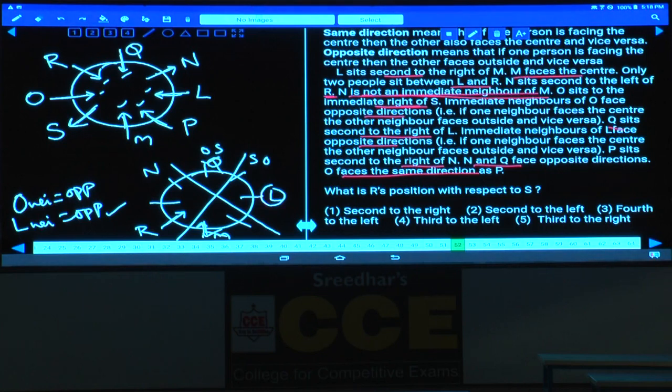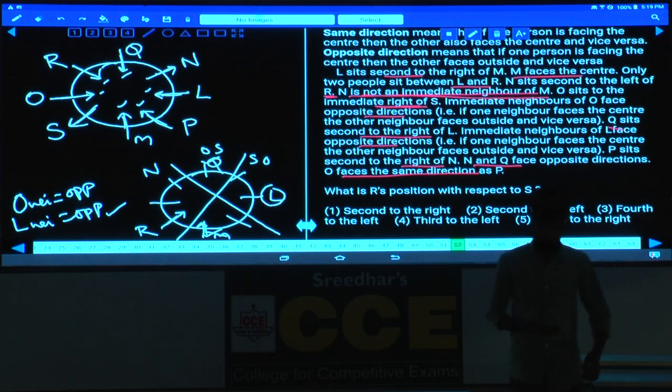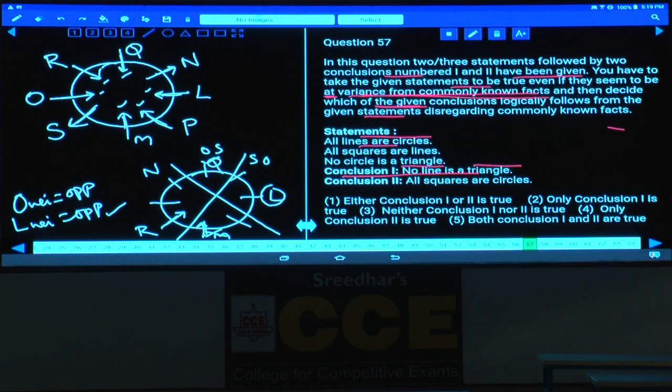Then after this, 52 to 56, next one is 57 to 61. Now 57 to 61, these questions are based on syllogisms. Now question numbers 57 to 61. Now 57. What is information here?